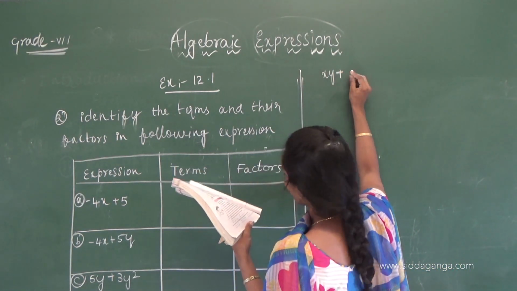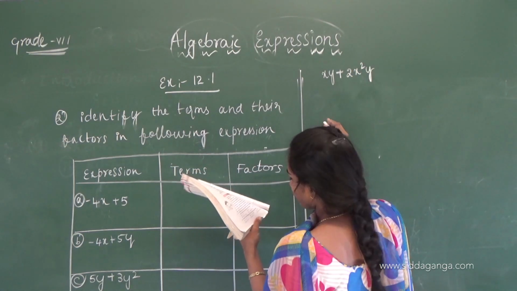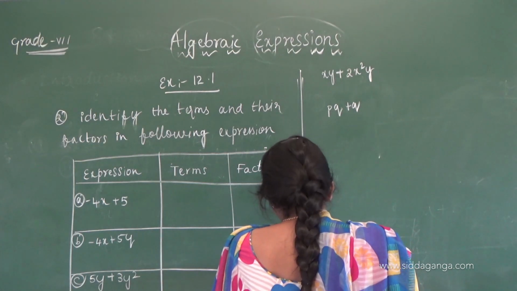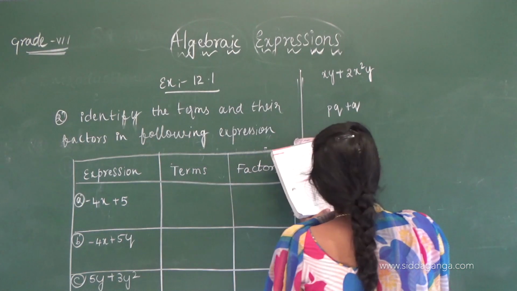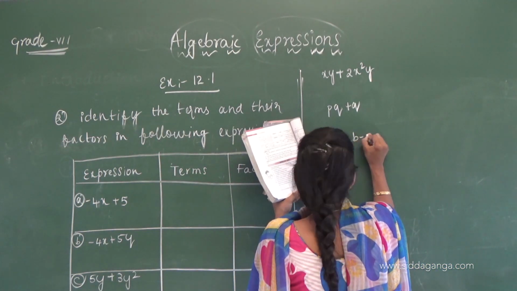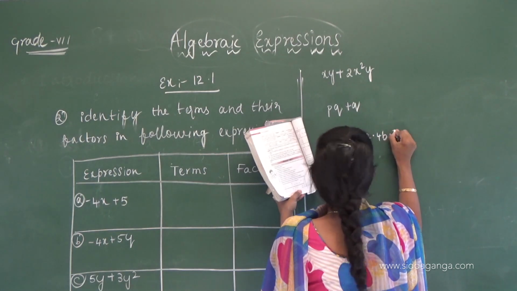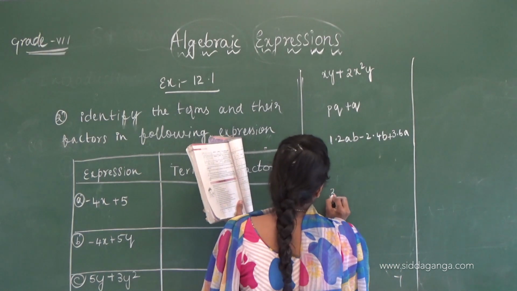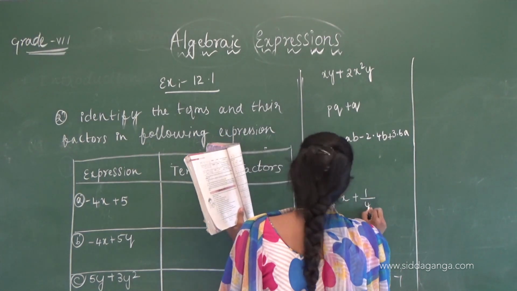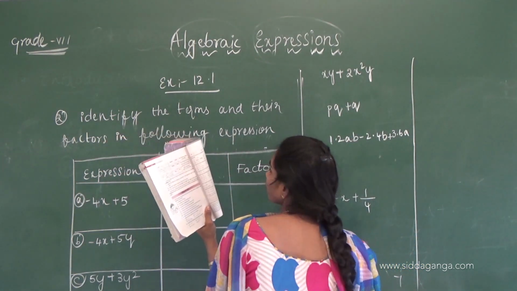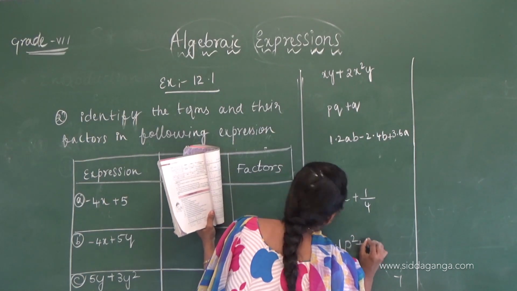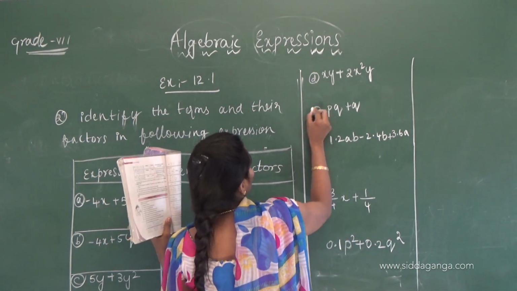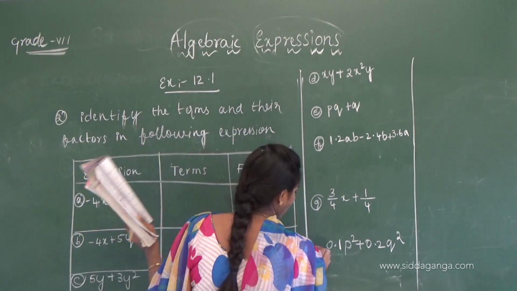xy plus 2x square y, pq plus q, 1.2 AB minus 2.4 B plus 3.6 A, 3/4 x plus 1/4, 0.1 p square plus 0.2 q square.